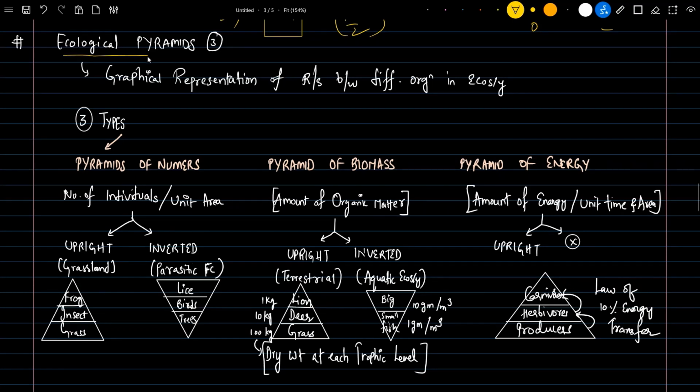Ecological pyramids. So there are basically three ecological pyramids. So what does ecological pyramids mean? So why do we use this? It is simply a graphical representation of relationships between different organisms.